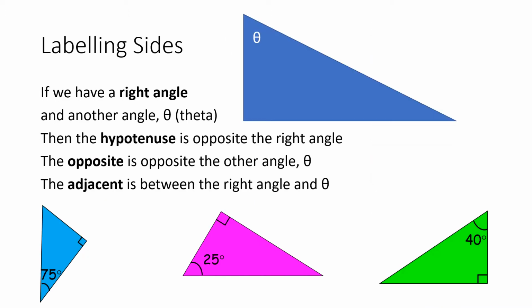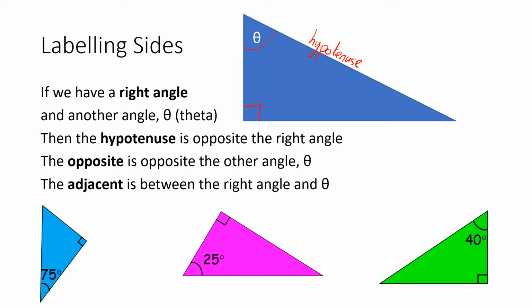The second bit of preamble that we need to do is labeling sides of a right angled triangle. Now we've already talked about one of these, which is the hypotenuse. A hypotenuse is opposite the right angle. It's also the longest side. And I think that's something that you should be able to identify by now. Last time we just called the other two sides just sides because it didn't really matter. But here it does. We've got two types of them. We've got the opposite and the adjacent. And let's just go through those definitions quickly.